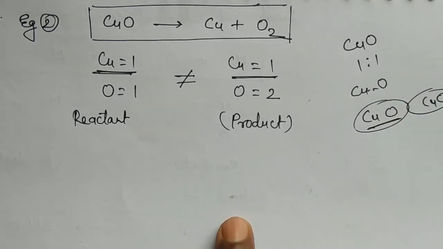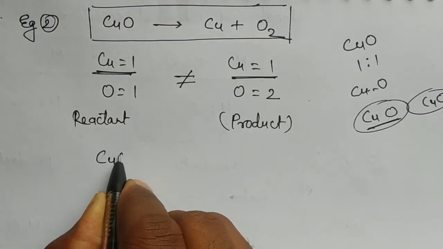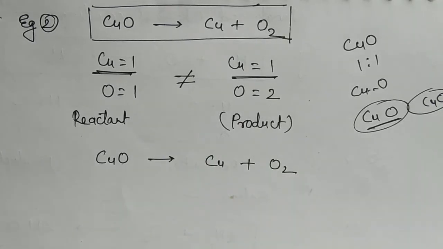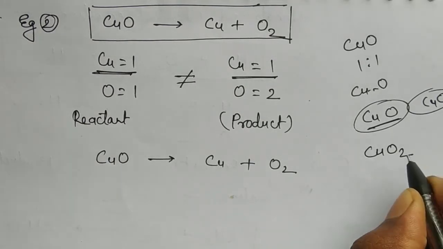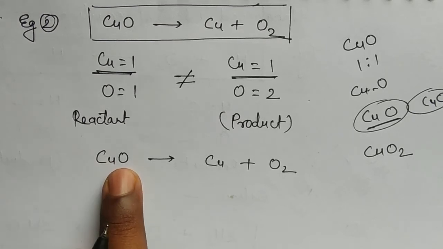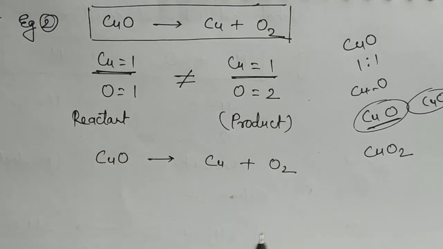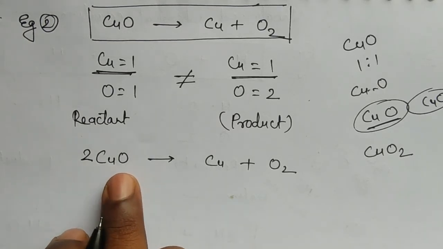Similarly to what we have just learned about water. Now again I am writing our equation: CuO = Cu + O2. If you want to increase the number of oxygen here, we cannot write CuO2, because the compound is CuO, 1 copper 1 oxygen. If there are 2 oxygen, we want 2 copper also. So that is why I am writing 2 in front of copper oxide.